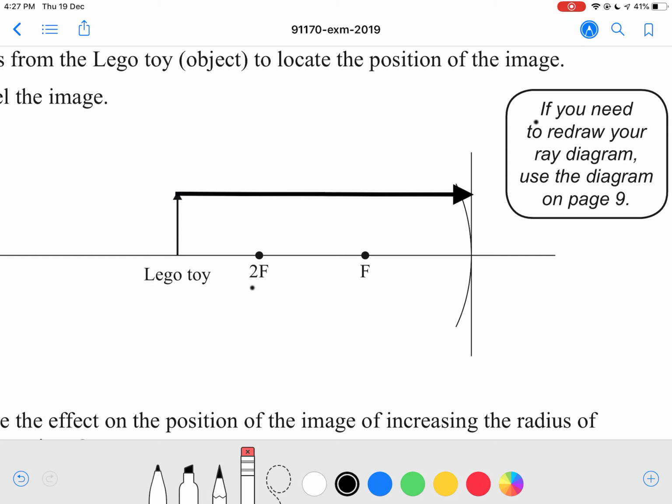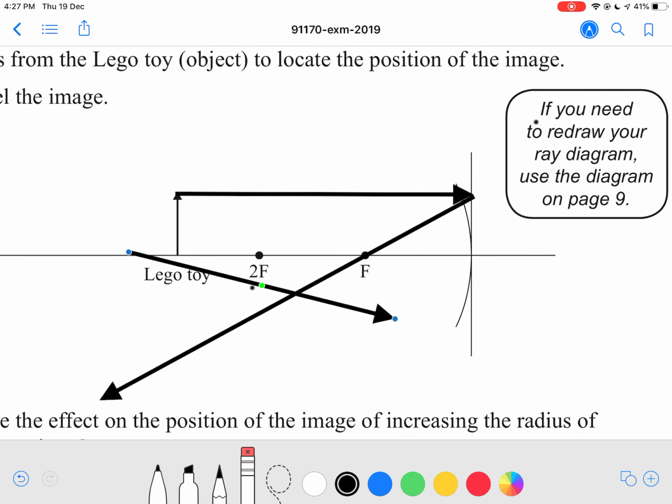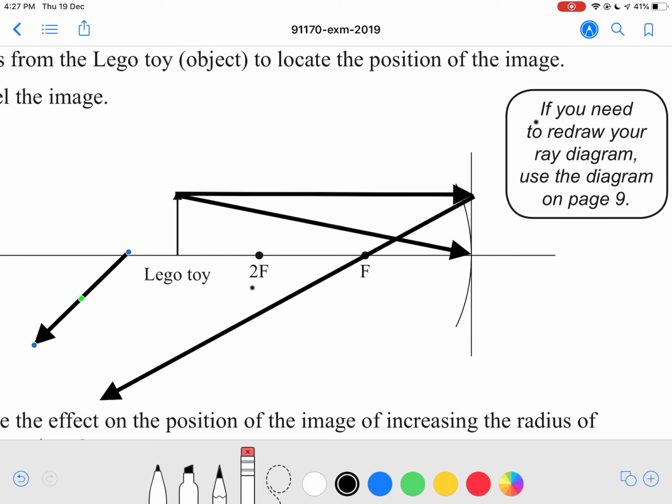A ray traveling parallel to the principal axis, when it hits the pole of the mirror, is going to reflect back through the focal point. So that reflects through the focal point. And our second ray that goes directly through the principal axis is going to follow the laws of reflection, so the angle of incidence equals the angle of reflection. So it should look roughly like this.